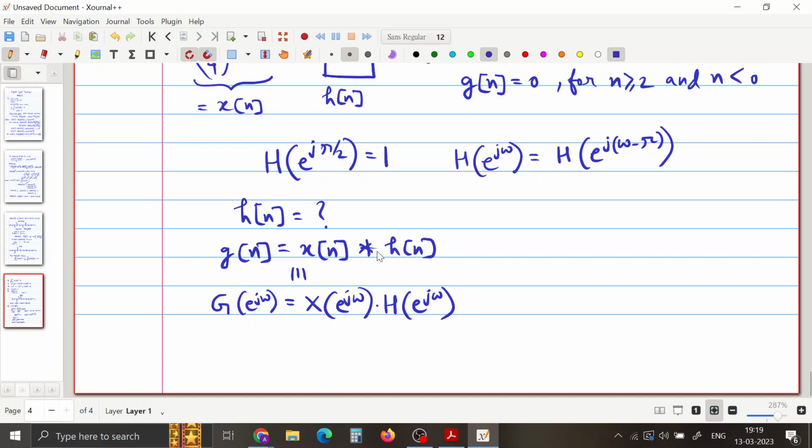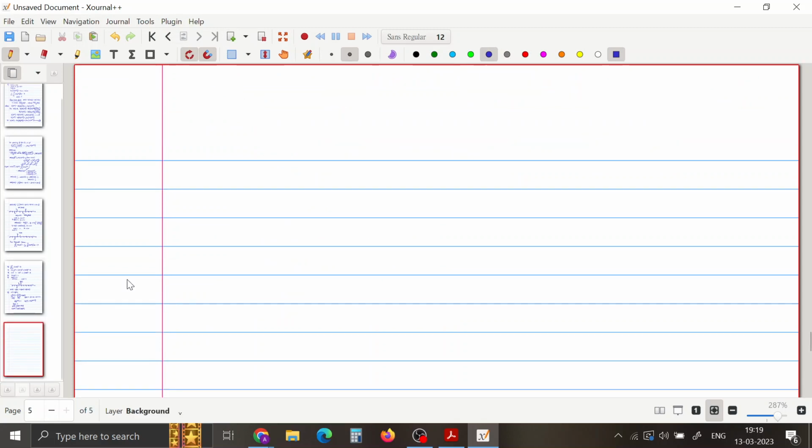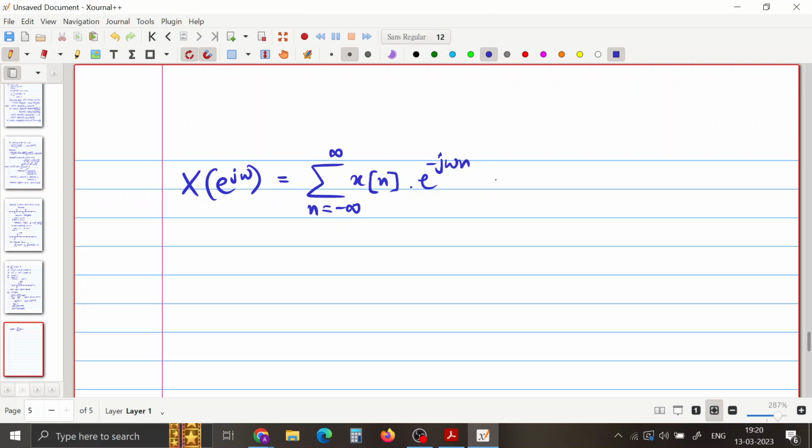So let's first find the Fourier transform of the input x of n, which is capital X of e power j omega. x of n is given, so let's do that. We know the formula for DTFT, the sum of x of n times e power minus j omega n. And you can stop me at any point if you have any queries or any concerns.